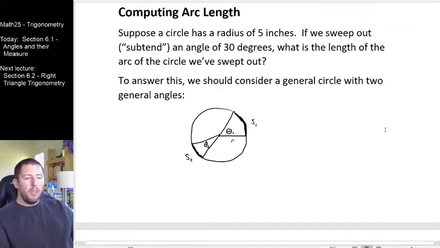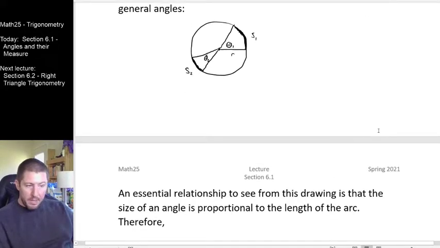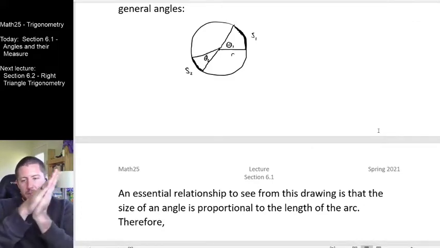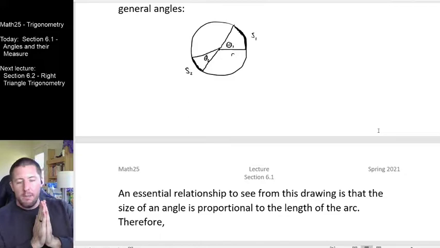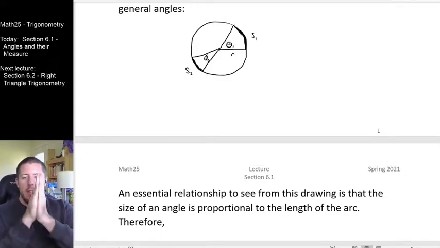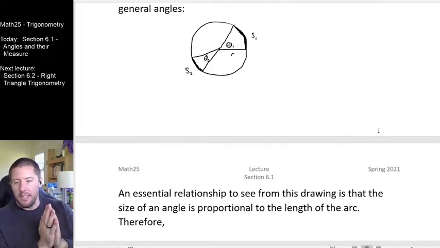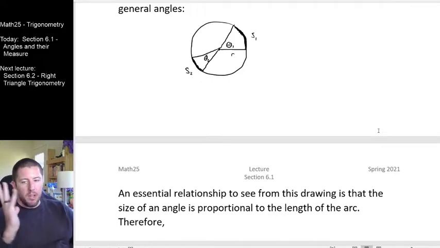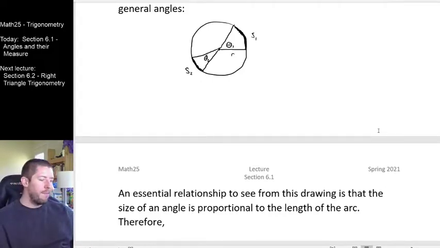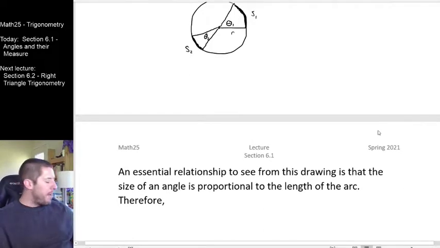So the really important thing that we want to see here is, I guess I'll scroll down a little bit, the essential relationship to see from this drawing is that the measure of the angle is directly proportional to the length of the arc. The more angle you get, the more arc you get, and those are going to be linearly related to each other. If you double your angle, you get double the arc. If you triple your angle, you get triple the arc. If you halve your angle, you get half the arc. So what that means to me is that I should be able to set up some ratios that are equal to each other.